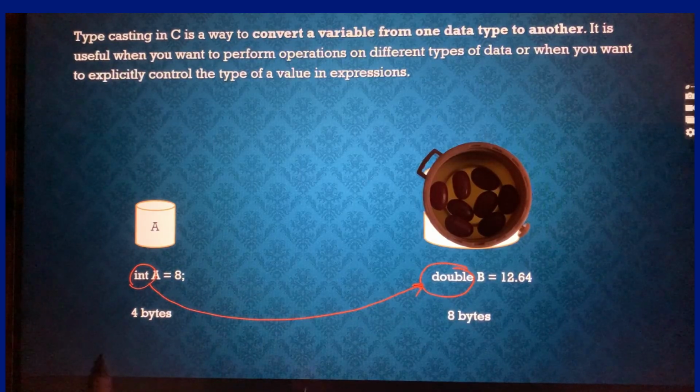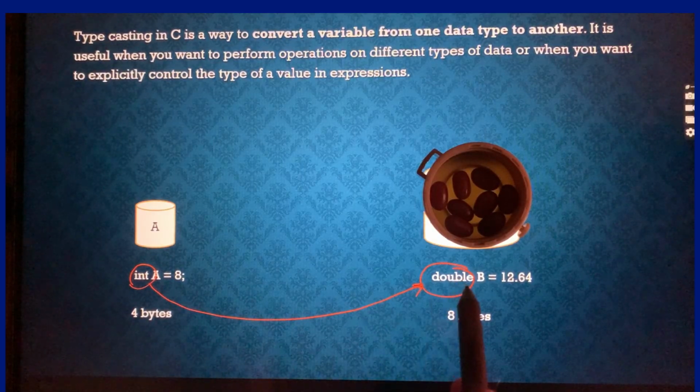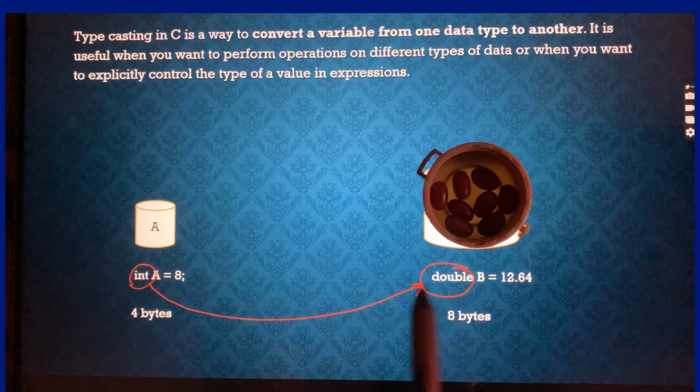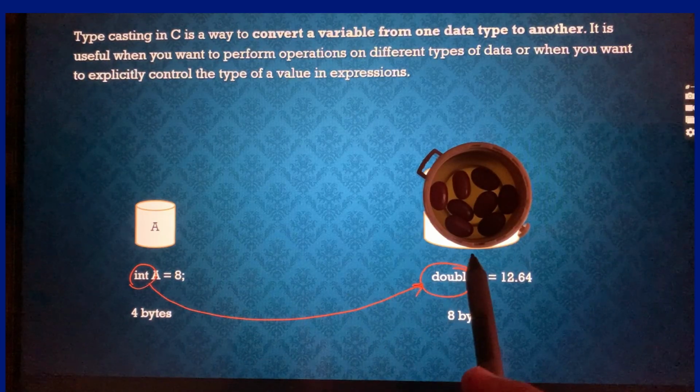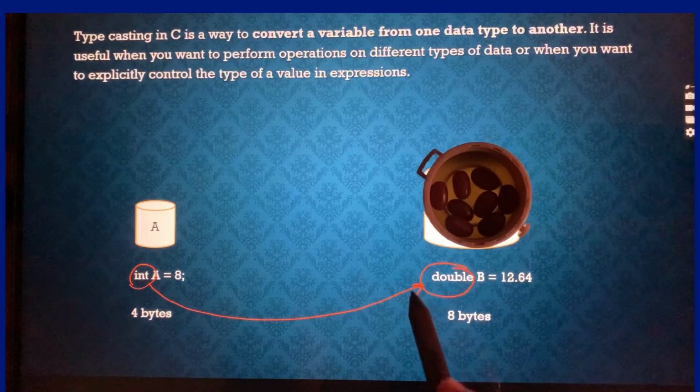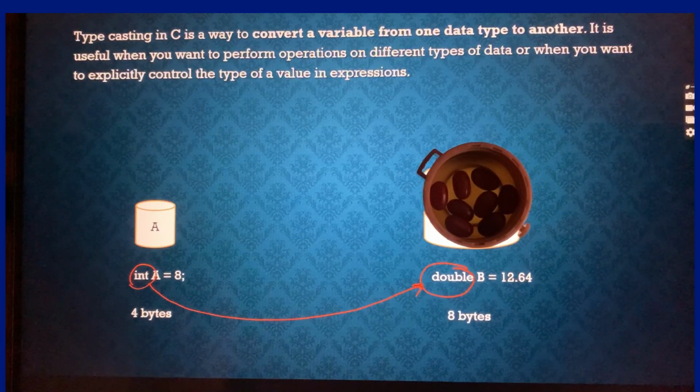So the main characteristics are no data will get lost and it is very safe. So as data is not lost, the compiler can automatically convert integer to double. And this implicit typecasting is also sometimes known as widening conversion.